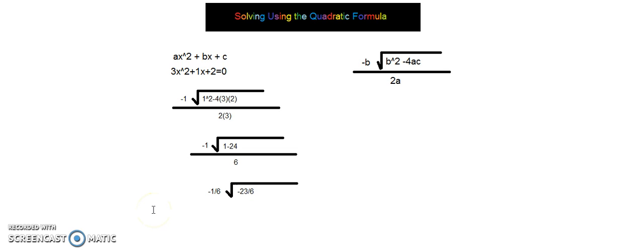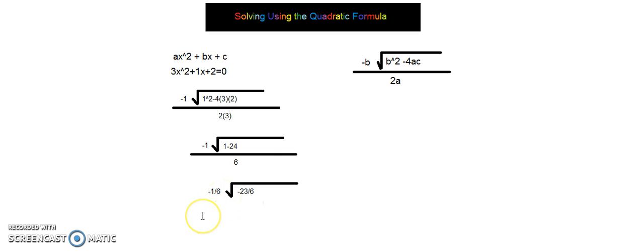So now we have the equation negative 1/6 plus or minus the square root of negative 23 divided by 6. And because this number is a negative, we know it's an imaginary number because there cannot be a negative under a square root, because two of the same number cannot be multiplied together to get a negative. So normally, if this was a perfect square root, we could square root it and then put i for imaginary number. But since this is not a perfect square, we cannot simplify this equation any further.